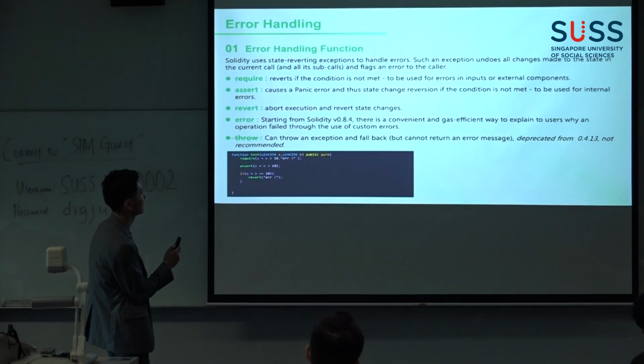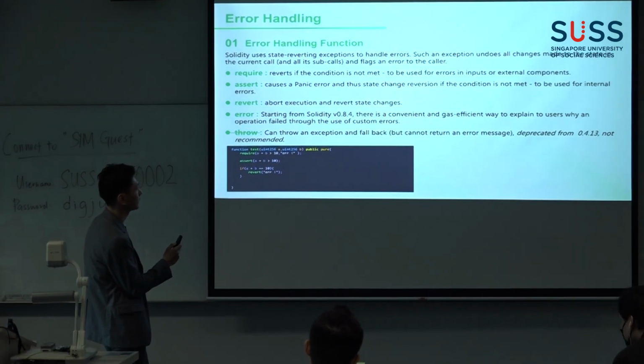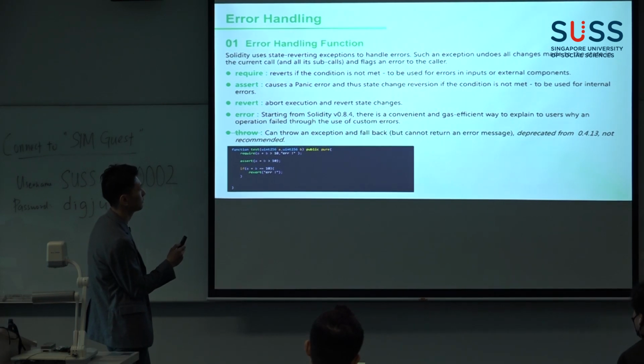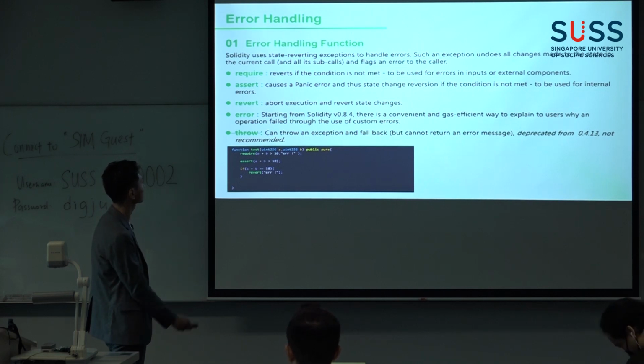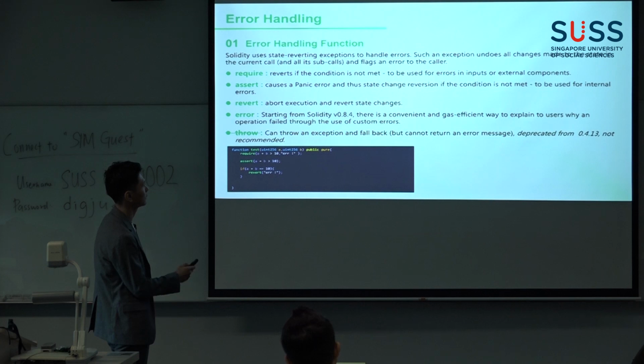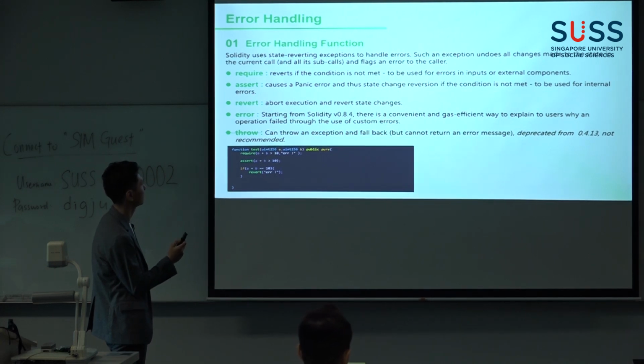The require keyword reverts if the condition is not met. It is to be used for errors in inputs or external components, and it's probably the most commonly used one. Assert will cause a panic error and thus state change reversion if the condition is not met. It is usually used in the development phase and usually used for internal errors. Revert will abort the transaction and reverse state changes.